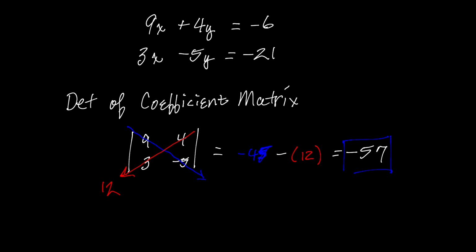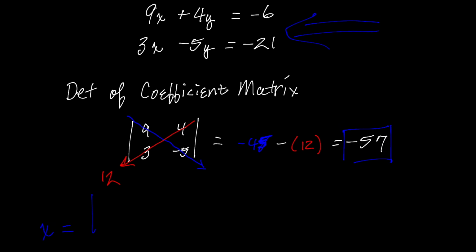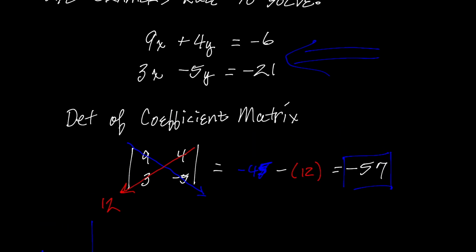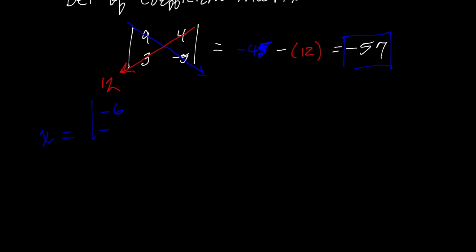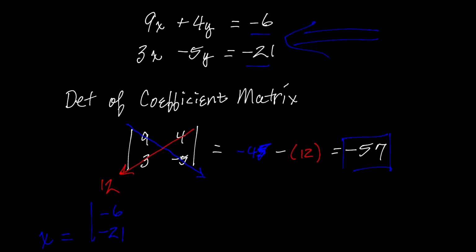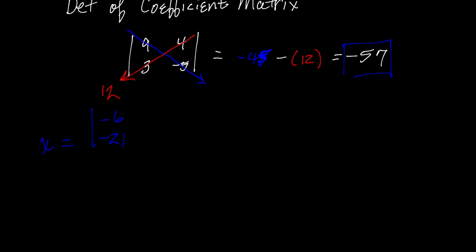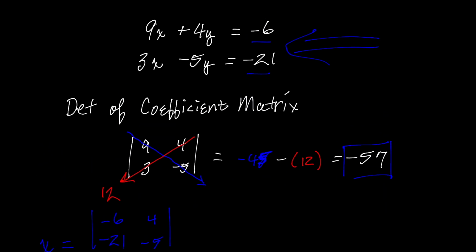So we're going to use that to determine what our x and our y values are of the solution to this system up here. So let's go ahead and get the x. Take the coefficient matrix, negative 6 and negative 21, and replace it with the x coefficients, and leave the y's alone, because we're solving for x now. So that becomes a 4 and a negative 5. Yep, 4 and negative 5.